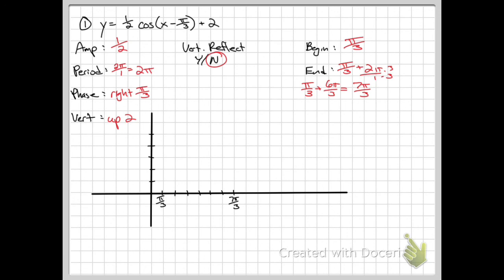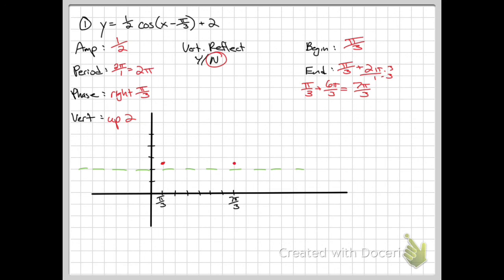And my midline is up 2. So the whole beginning is exactly the same. But now if you graph sine instead of cosine, it's all going to be wrong. So our beginning point is pi over 3, but for cosine, you instantly do a. In this case, a is 1/2. So from the green line at pi over 3, I'm going to go up half a unit. My end is 7 pi over 3, and it's supposed to match up half a unit.